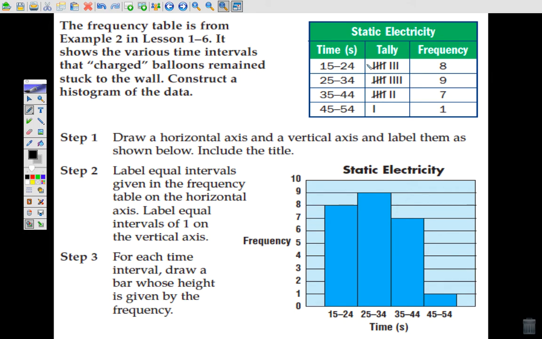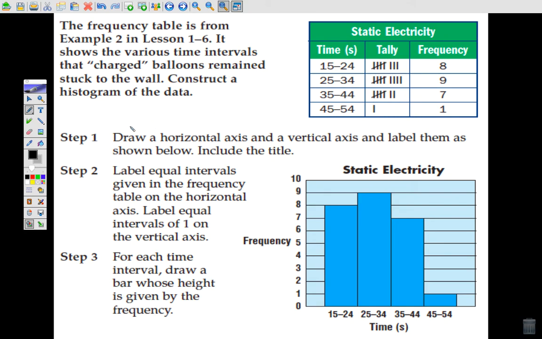But it shows various time intervals that I think there was a science class and they rubbed balloons and stuck it on the wall, and they were trying to see how long each person's balloon stuck to the wall. Okay, so here's a frequency table that was made. So how many balloons stayed on the wall between 15 and 24 seconds? They made tallies. They said 8 of the students' balloons lasted that long on the wall. 9 of them lasted between 25 and 34. 7 of them lasted between 35 and 44, and only 1 from 45 to 54.